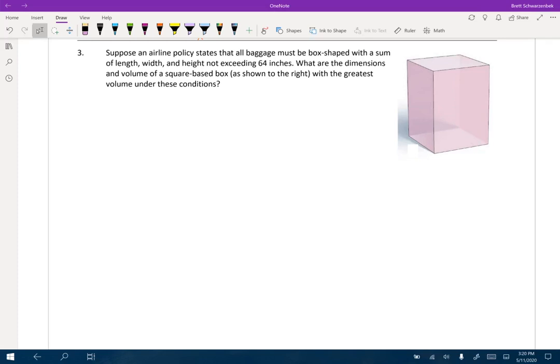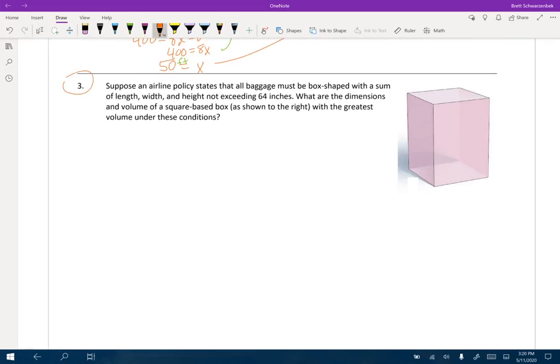Okay, so last problem. Let's go at a higher skill level, see if we can come up with something neat here. So it says, suppose an airline policy states that all baggage must be box-shaped with a sum of length, width, and height not exceeding 64 inches. So basically, this is a new airline policy, so we're going to assume that this is the case. What are the dimensions of the square base box, as shown to the right, with the greatest volume under these conditions? So again, it's asking for dimensions and greatest volume this time instead of area.